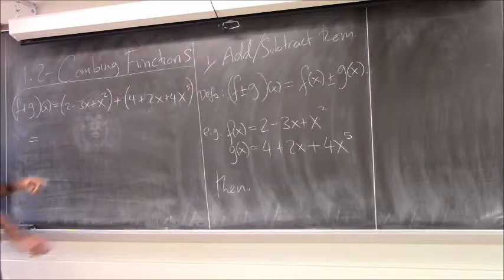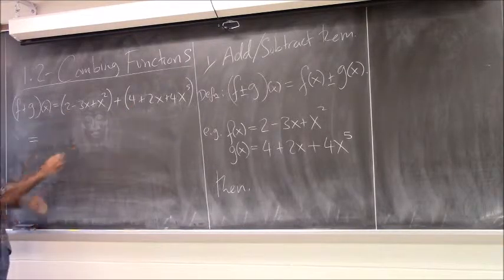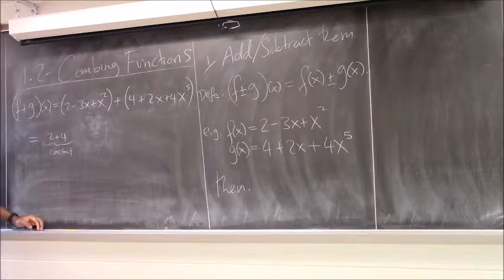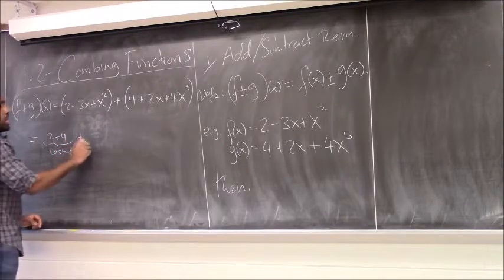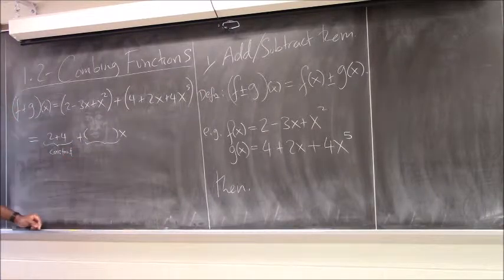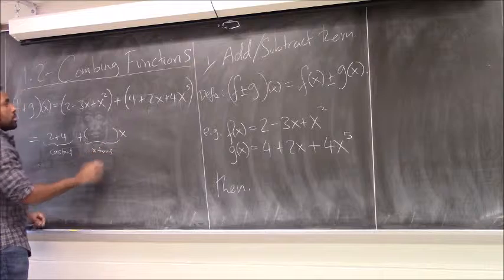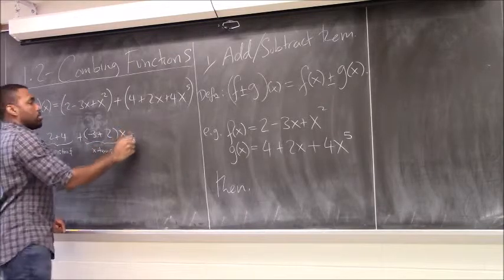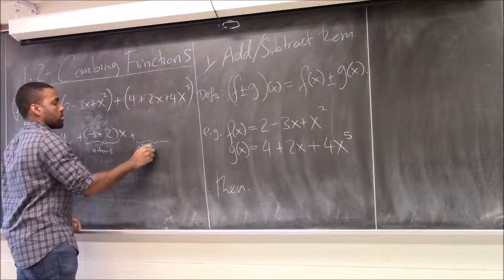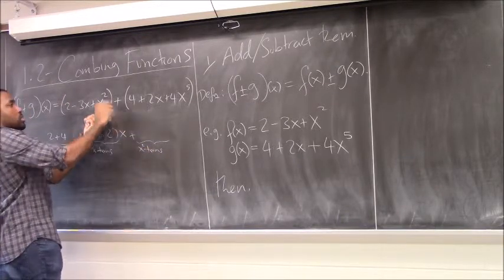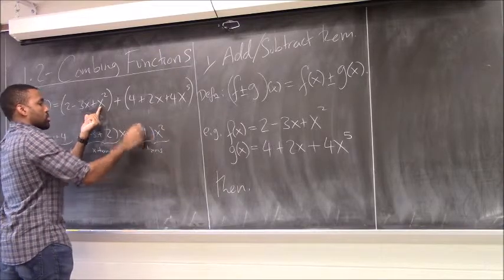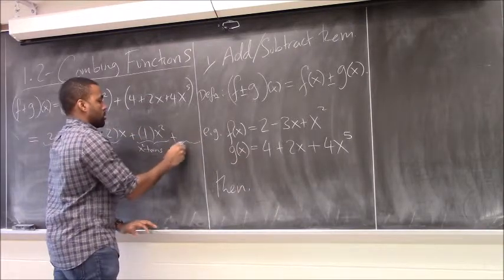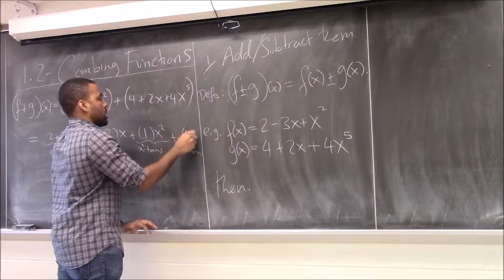In this case, we have two like terms that don't have any x's on them, the 2 and the 4. Those we call constants, so you put those constants together and combine them. Plus, you'll have all the terms connected to x, the x terms, which here are the minus 3 and the 2. Then you can combine all the terms that have x squared, and that's just this one, 1 x squared. Then you can combine all the terms that have x to the 5th, and that's 4x to the 5th.